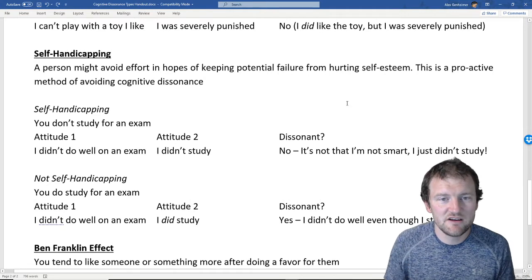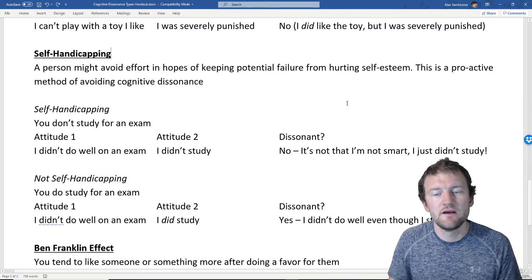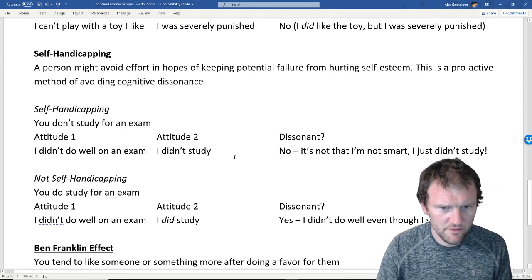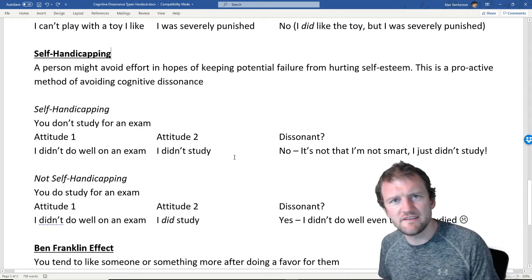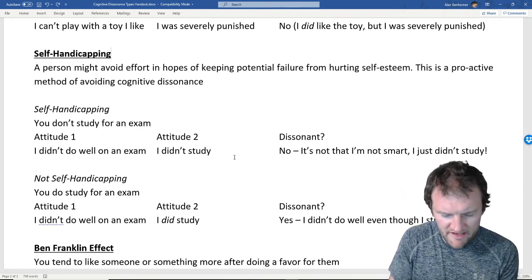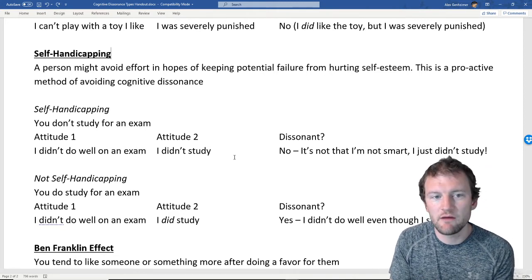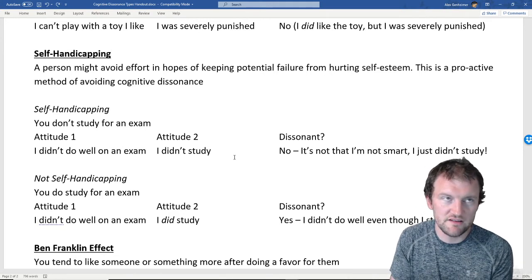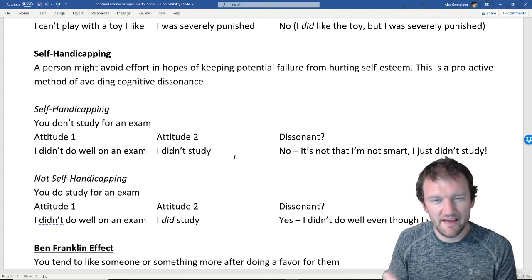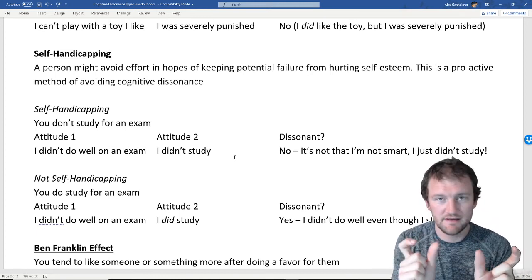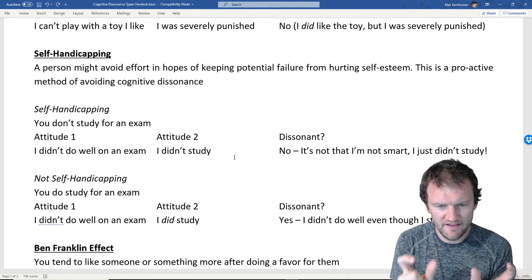Self-handicapping is intentionally doing something to make it so you won't succeed, to avoid cognitive dissonance. Let's go with the ACT. If you go to all these study sessions and you take the ACT multiple times, but you still end up with a score that's not good enough to get into the school you want to go to, or a score that you are not happy with, that's dissonant because you tried really, really hard and you didn't get the score you wanted.